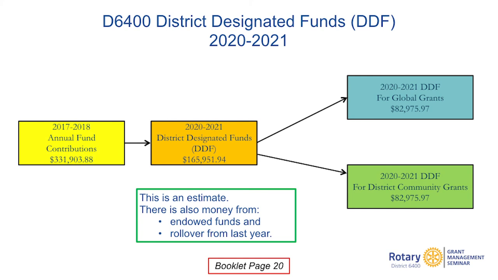It only goes global. There are once in a while an opportunity to move money from the global back down to the district community pot. This year is an example, last year was an example, but it's not an ongoing thing. Normally it goes up to the global, but we never lose the money, it's our money.